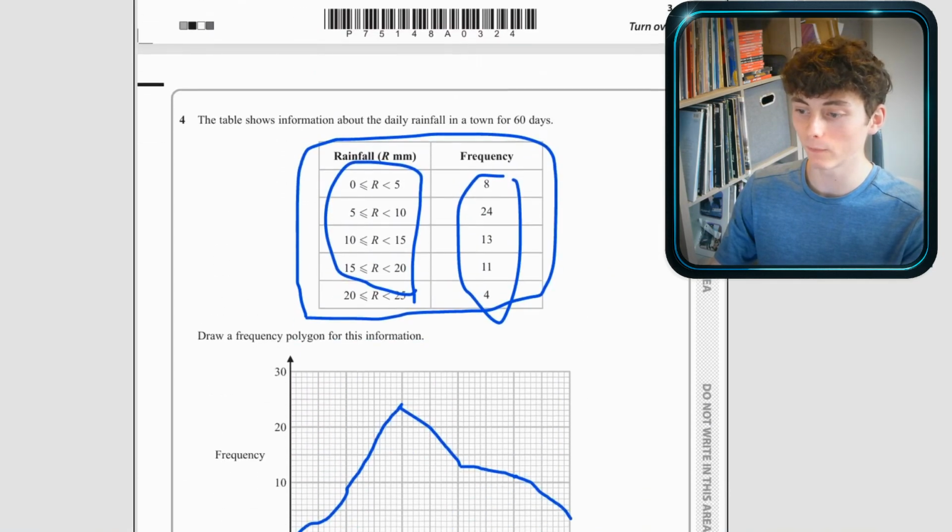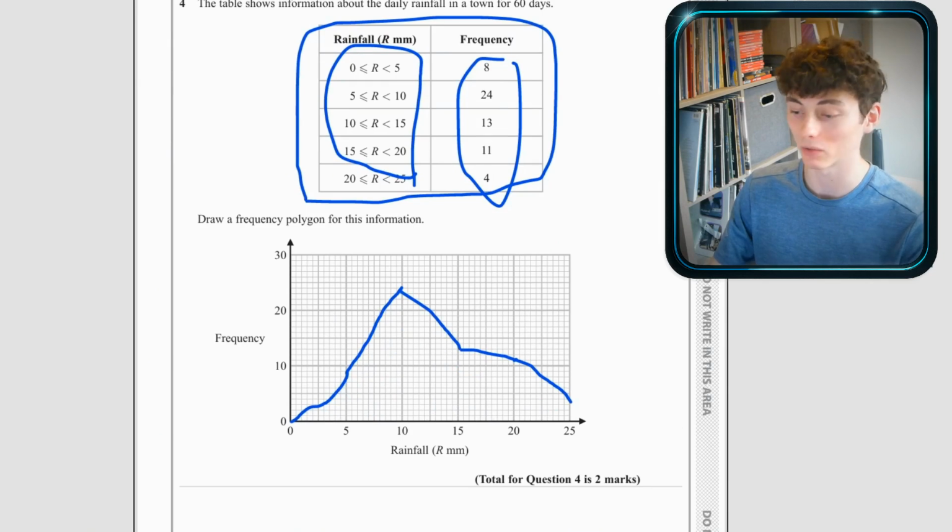Okay, and question 4, this one, the frequency polygon, I didn't really know what I was doing with this one.